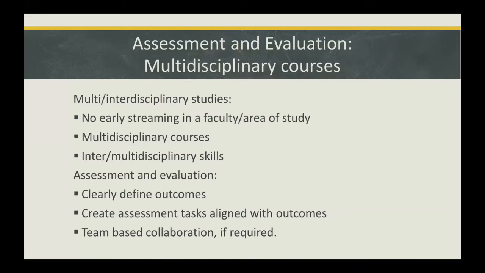So, how do we assess and evaluate multidisciplinary courses? Again, going back to what the previous speakers talked about, you have to clearly define what the learning objectives, learning goals, or learning outcomes are. And you have to create assessment tasks which are aligned with outcomes. You may or may not be expert in both areas. For example, if there is hospitality and management, you may have expertise in one area.